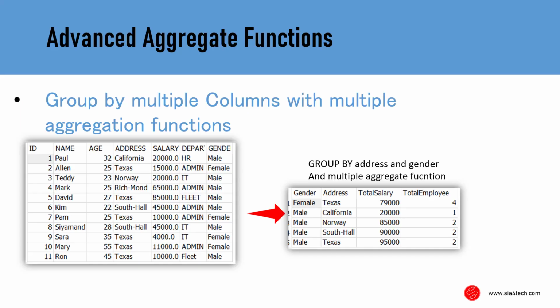Let's go deeper and see how to group multiple columns with multiple aggregate functions. In this example, we have grouped this table by gender and address columns, and we have 2 aggregate functions. One of them is the sum and the other is count. So let's see how to do multiple groups with multiple aggregate functions.